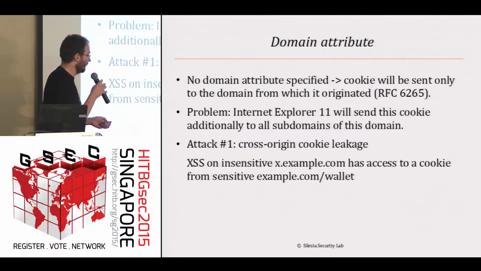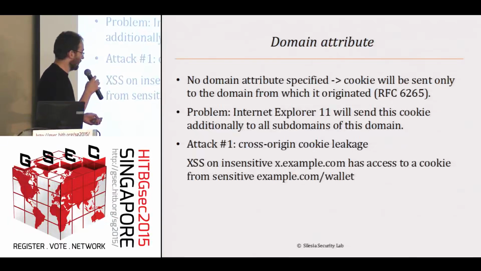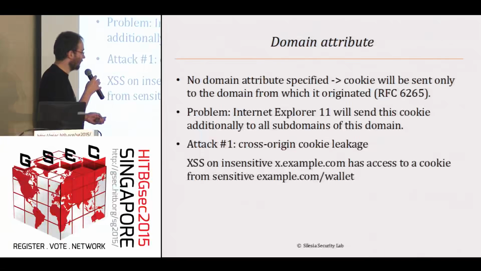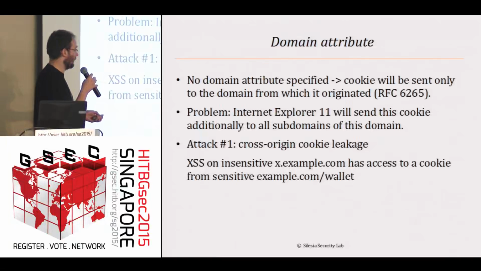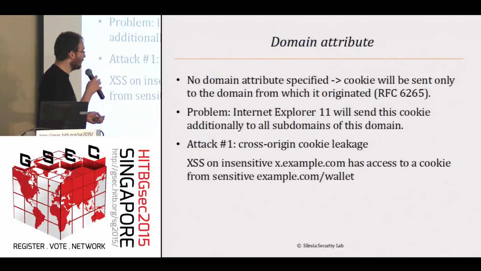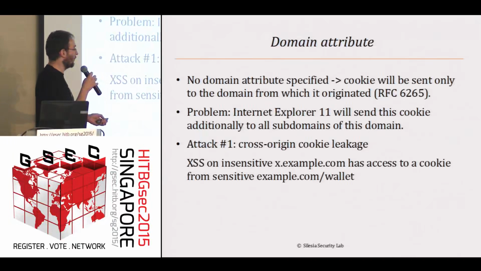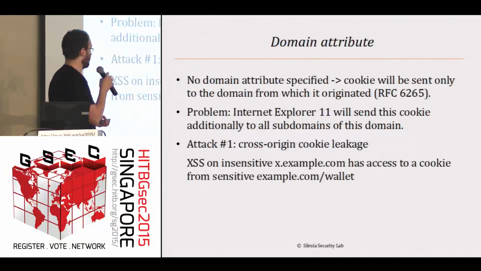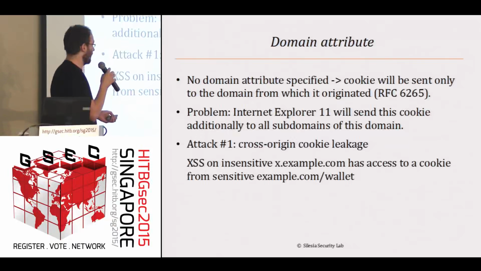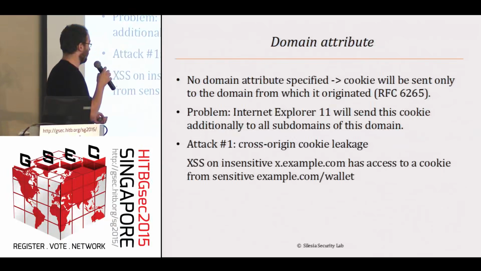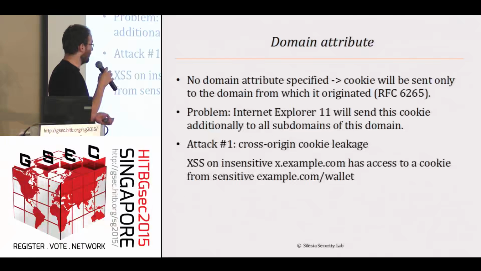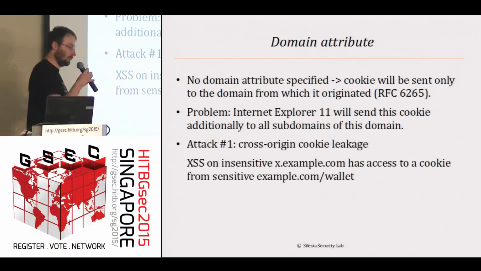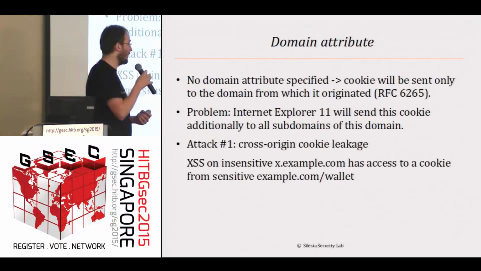XSS on this, if there is XSS on x.example.com, I can set an arbitrary cookie to the main domain that will be sent to the main domain and all subdomains, right? So if I have XSS on this one, I can set a cookie that will be sent to this domain and all other subdomains. In general, this is how it works.